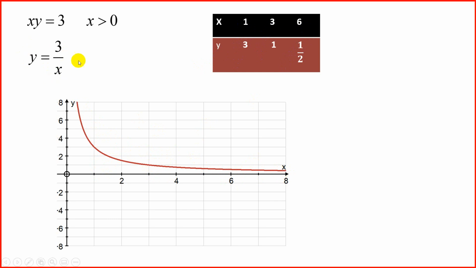Notice the graph is y equal to 3 over x, so there's no shifting of the graph up or down. So our asymptotes stay as the x-axis and the y-axis. You'll notice we only have the hyperbola on the positive side of the x-axis due to the restriction.